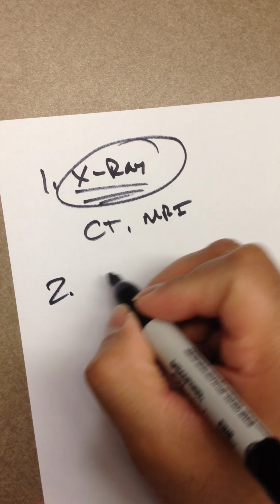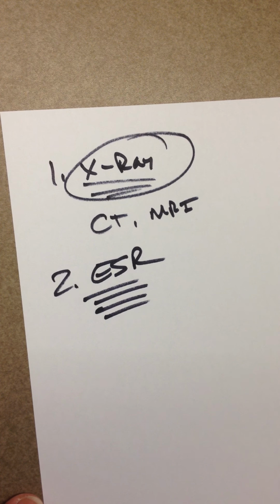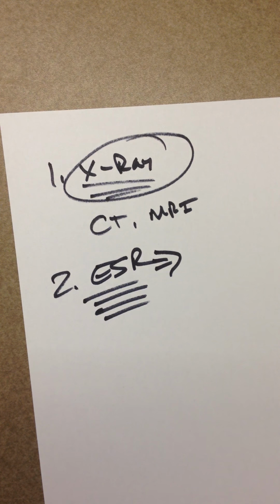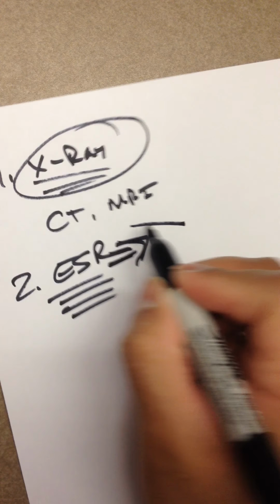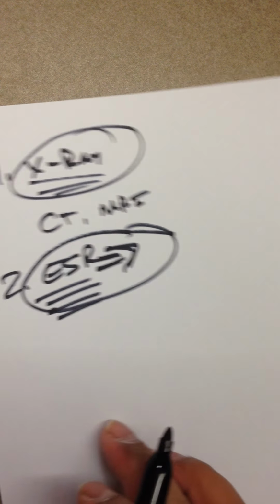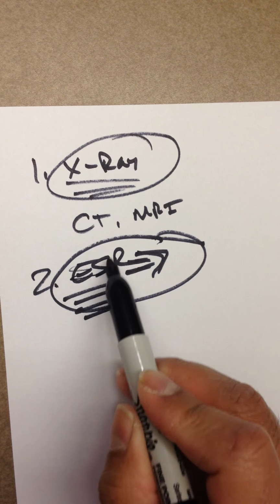Number 2, ESR, and know this for the NCLEX. Now ESR is erythrocyte sedimentation rate. Now this may be elevated only during acute inflammation. Okay? So again, this will be elevated during acute synovitis or acute inflammation of the joint space cartilage. Okay, so remember this ESR.